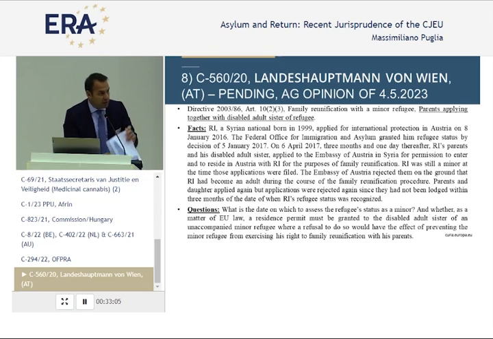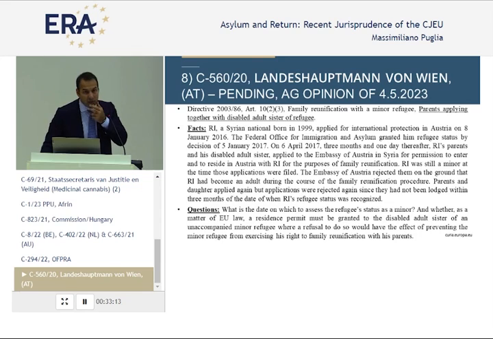I move now to the last case I would like to talk about. Here again, in my opinion, another very interesting case brought before the Court of Justice. The Grand Chamber of the Court is actually in charge of this case. The case is pending. We have at the moment the opinion of the Advocate General delivered on the 4th of May. What is this case about? Again, the right to family reunification, but in very specific circumstances.